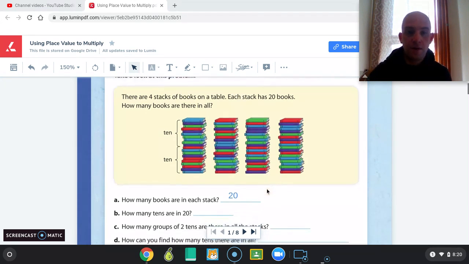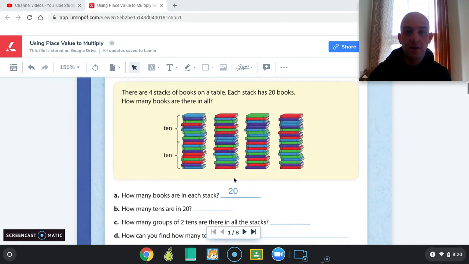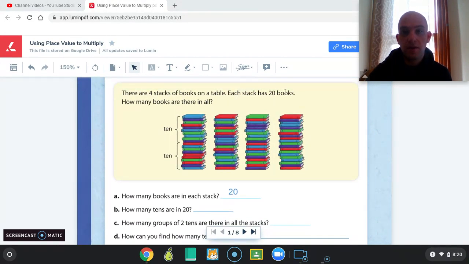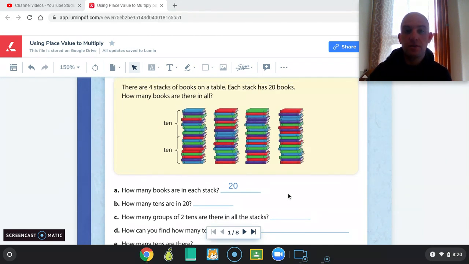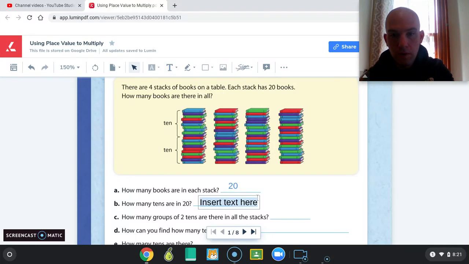So first we have to look how many books are there in each stack. Well, it told us each stack has 20 books, so we know that that number will be 20. And how many tens are in 20? So we know there's 20 in this stack. We have 10 here, and then we have another 10 here. We have 2 tens in each 20. So we will put 2 there.